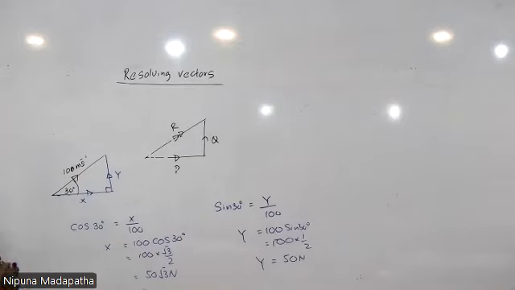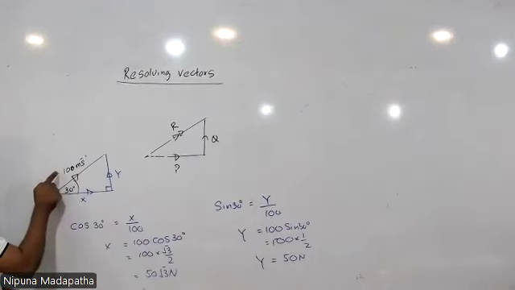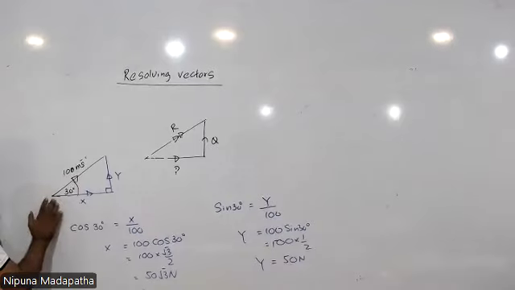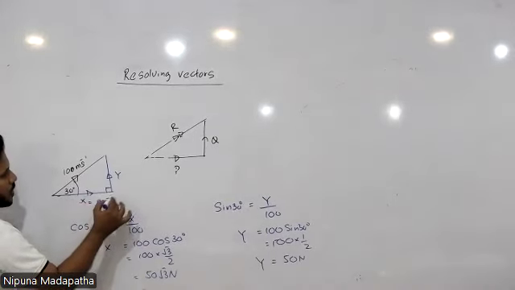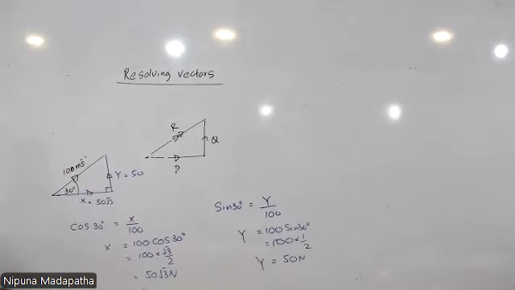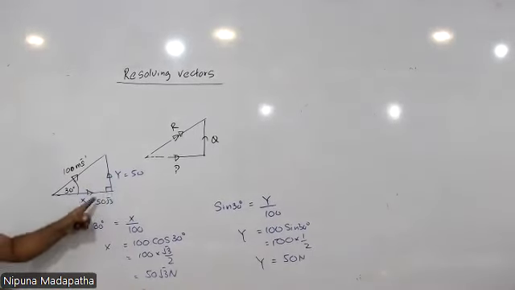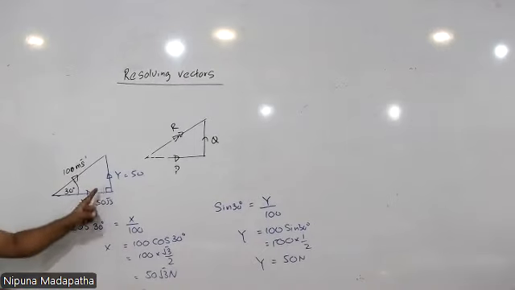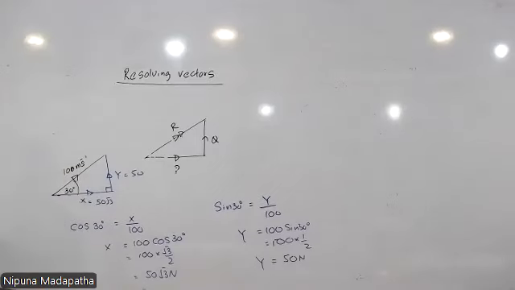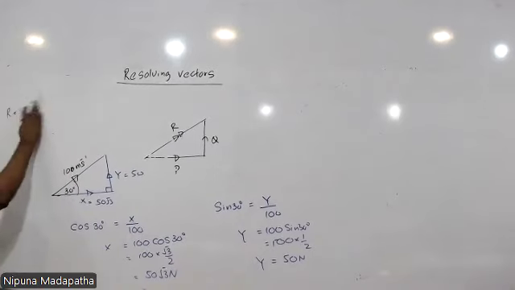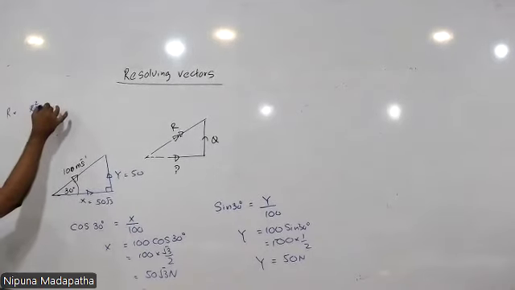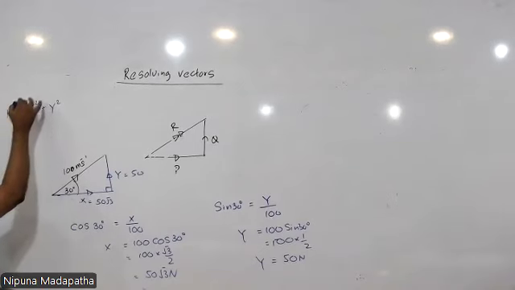So you can express this given 100 meters per second velocity in terms of two perpendicular vectors. One is 50 root 3, the other one is 50. If you take a resultant of these two, what is the resultant? How do we get the resultant? These two are perpendicular, so you can get the square root of x squared plus y squared.